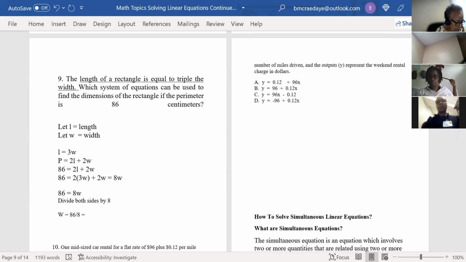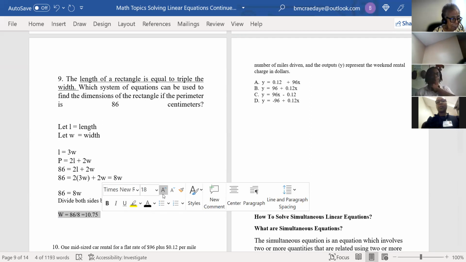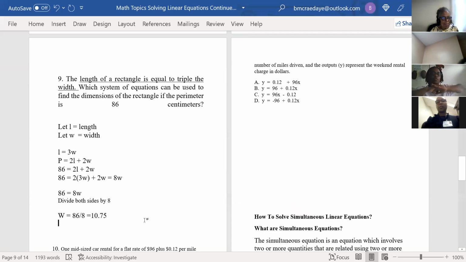86 divided by 8. You get 10.75. Okay. Yes. So if that's the width, what's the length? What did I tell you about the length? If that's the width, what is the length?